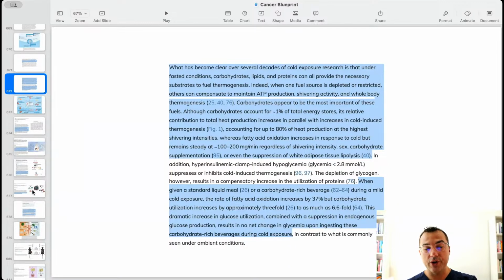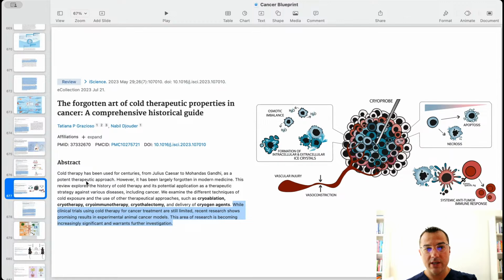But I'll digress. Before I get to these papers on cold and cancer, let me see what is going on in the chat. Let's start at the top here.